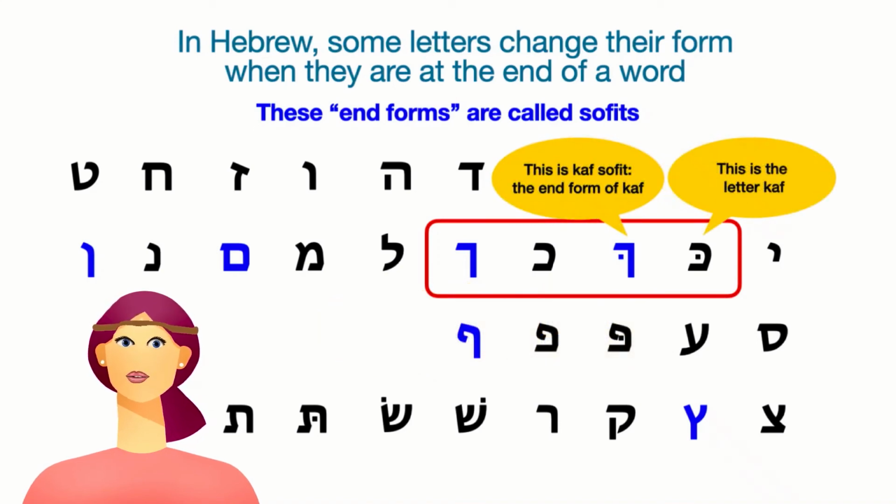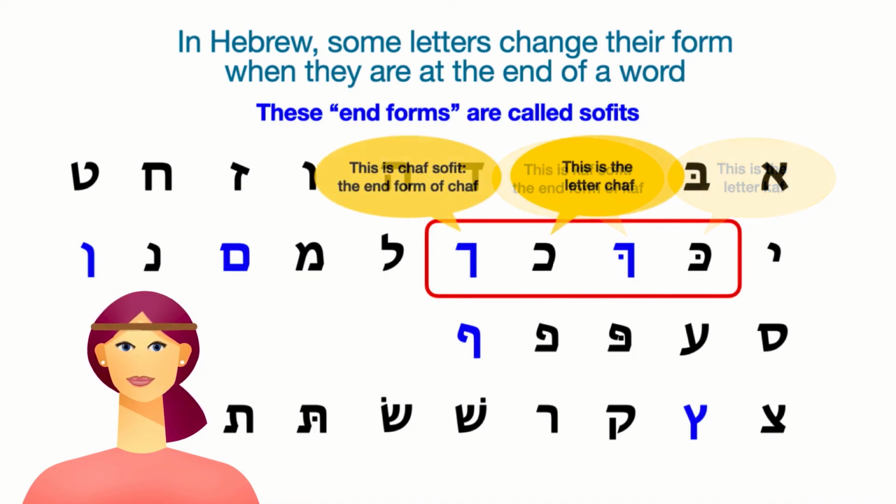So, remember that the letter Kaf is written as a Kaf sofit when it is the last letter of a word. And likewise, Chaf is written as Chaf sofit when it is the last letter of a word.